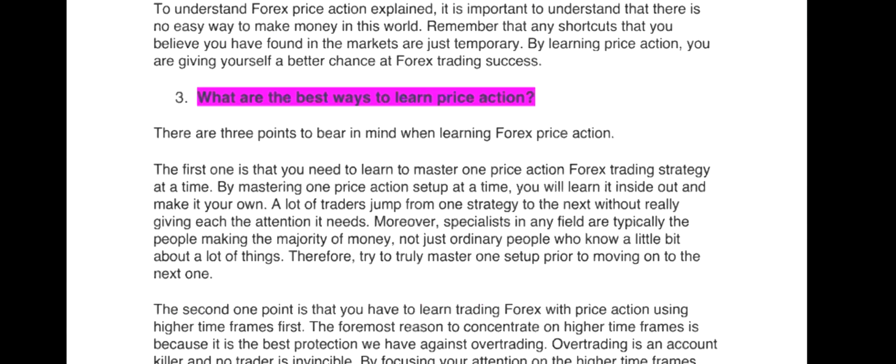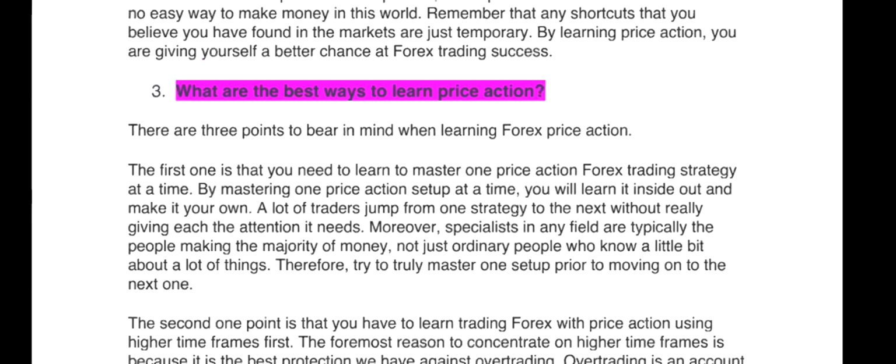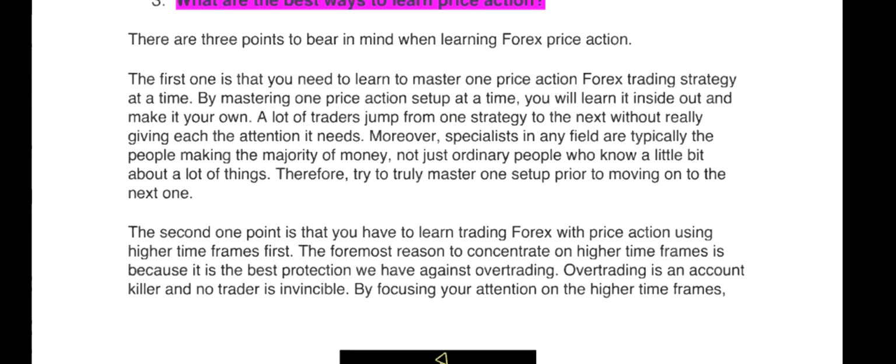Okay, let's go to the following point. What are the best ways to learn price action? There are 3 points to bear in mind when learning Forex price action. The first one is that you need to learn to master one price action Forex trading strategy at a time. By mastering one price action setup at a time, you will learn it inside out and make it your own. A lot of traders jump from one strategy to the next without really giving it the attention it needs.